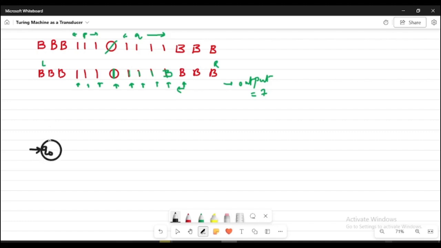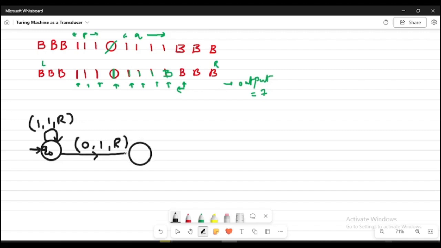Okay, and what is the rule? Whenever you see 1, keep it as 1 and move in the right direction. You keep on moving right unless and until you see the 0. Whenever you see the 0, convert it into 1 and move in the right direction.